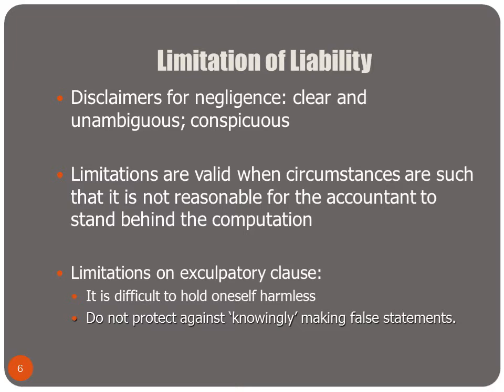Limitations are valid when circumstances are such that it is not reasonable for the accountant to stand behind the computation. An example of this would be a company that keeps 2 books. We refer to this as cooking the books. The company only provides the accountant with the second set of books, which are false, and the accountant prepares financial statements based on that second set of books. In that case, the limitations would be valid because the circumstances were such that it was not reasonable for the accountant to stand behind the computation because he was given a false set of books.